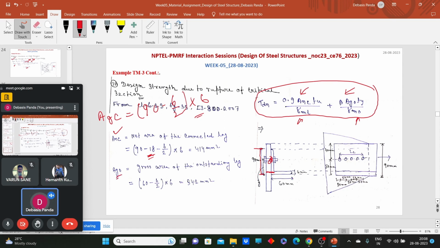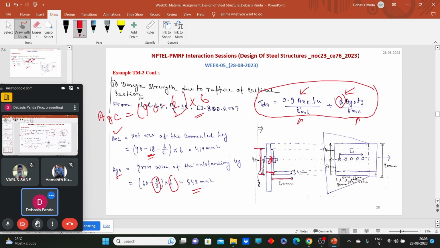It is nothing but 60, the total width, and we need to come up to the center point. So (60 minus 6 by 2) multiplied by 6, so 342 mm square. So we have the value of ANC, we have the value of AGO. Now we need to calculate the value of beta. For calculating beta, some parameters we need to know.